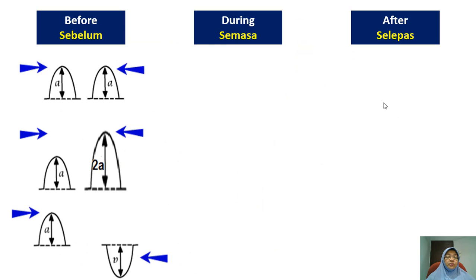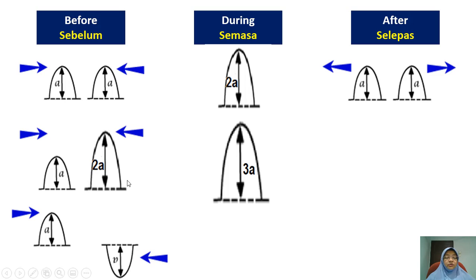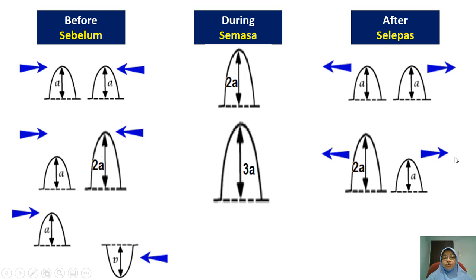Now look at this. Before, we have two waves of amplitude A moving together. This is crest to crest. During superposition, we have a bigger amplitude of 2A, and afterwards they move on in their original positions. This one continues to move to the left, and this one continues to move to the right. Now you have A and 2A. A crest and another crest of 2A will become 3A. Remember, superposition: A plus 2A equals 3A. After that, they continue to move in their original positions.